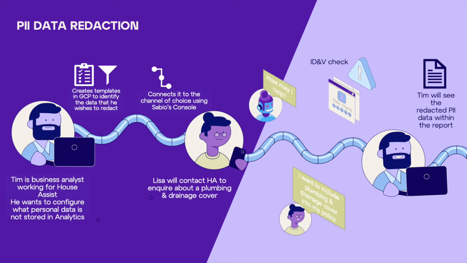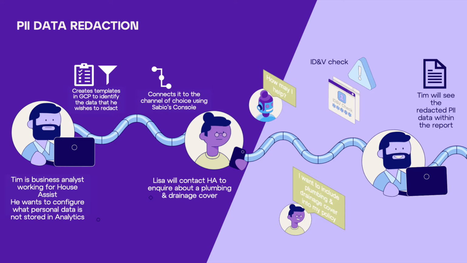Tim is a business analyst working for House Assist, and he wants to configure what personal data is not stored in analytics. To do that, he will start by creating templates in GCP to identify that data that he wishes to redact. And then within console UI, he will connect those templates to the channel of choice.